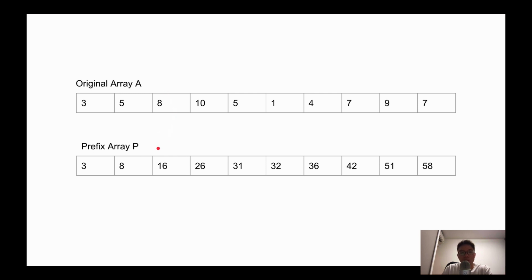And you might notice something special about array P, which is that the ith element of array P is simply the sum of the elements from the 0th element of the A array till the ith element of the A array. And what do I mean by this? Let me just quickly explain this with an example.